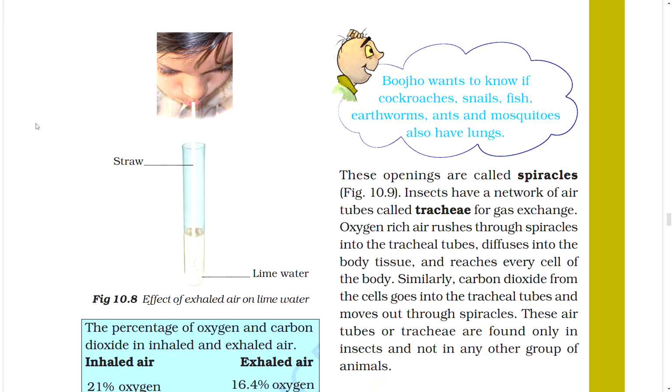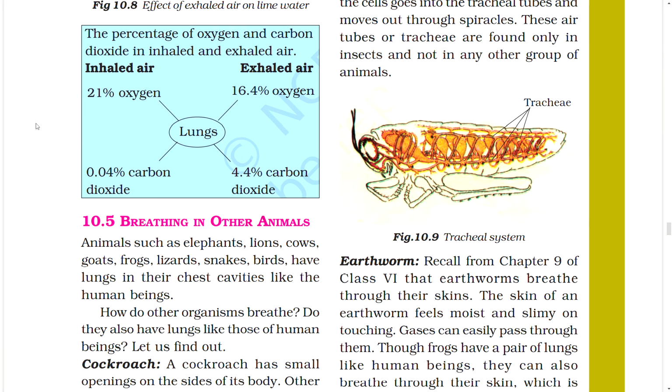Oxygen-rich air rushes through spiracles into the tracheal tube, diffuses into the body tissue and reaches every cell of the body. Similarly, carbon dioxide from the cells goes into the tracheal tubes and moves out through spiracles. These air tubes or trachea are found only in insects and not in any other group of animals. Trachea. Figure. Tracheal system.